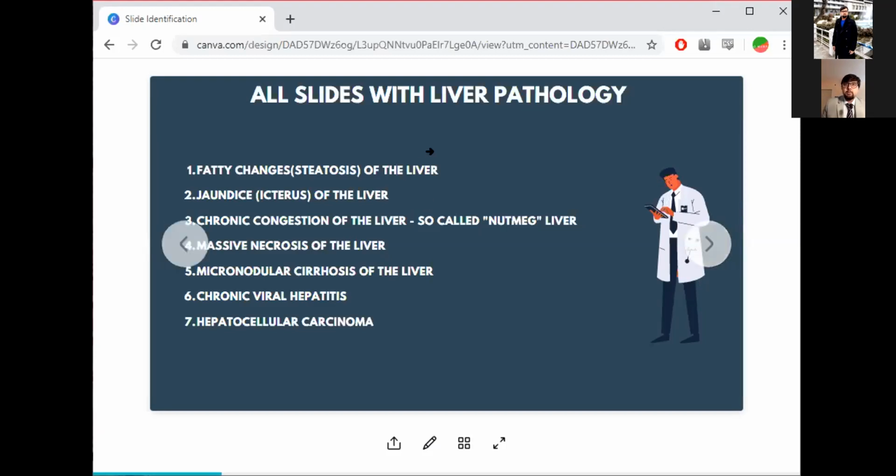Then the easiest ones from here are actually number 1, fatty changes or steatosis of the liver, number 2, jaundice, and number 4, massive necrosis of the liver. Now, why do I say this? I say this because in fatty changes and jaundice, you'll be able to make out what the actual histology of the liver is. Because the first step that I use in slide identification is to first try to find out what organ I am looking at. If I identify which organ I'm looking at, then I can go through the pathologies of that organ.